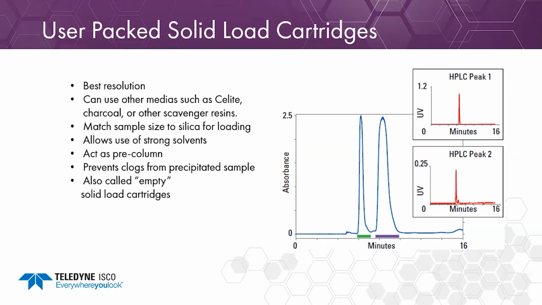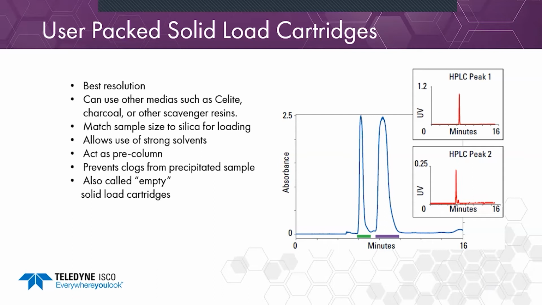If you were to be purchasing these cartridges, these are called empty solid load cartridges. And you can see the chromatogram here. We get clean separation of the two peaks. If you look at the HPLC of the two peaks of each fraction here, you can see that we get clean separation of the two compounds. So this is a great example of the user-packed solid load cartridge.